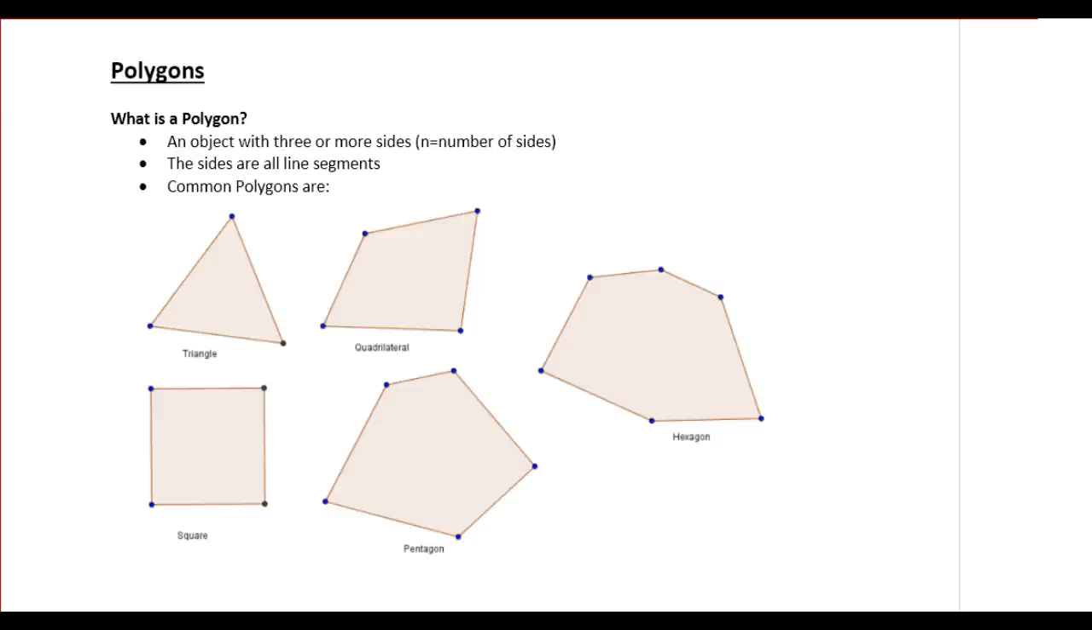Hi guys, today we're going to be talking about polygons. So let's get right into it, okay? We already talked a little bit about triangles in the last couple of days and quadrilaterals, but today we're going to look at objects that have more than 3 or 4 sides.